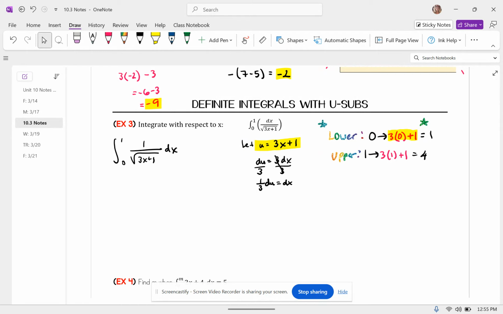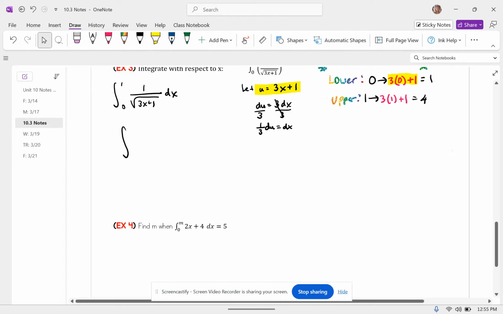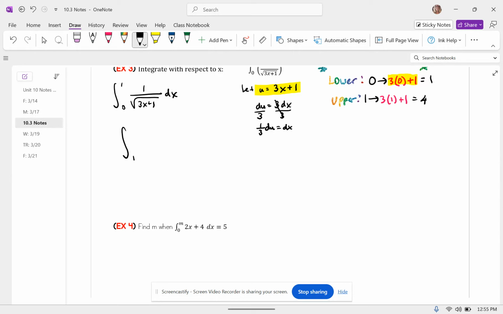Here we go. Now let's write this guy in terms of u's, okay? The lower bound, the new lower bound is what? 1. The new upper bound is? 4. Okay, now you try to write the integral in terms of u. What about the 1/3 in front?